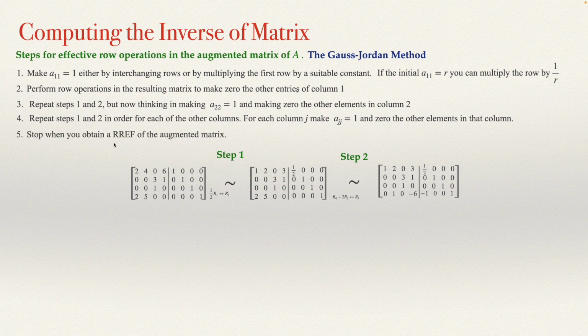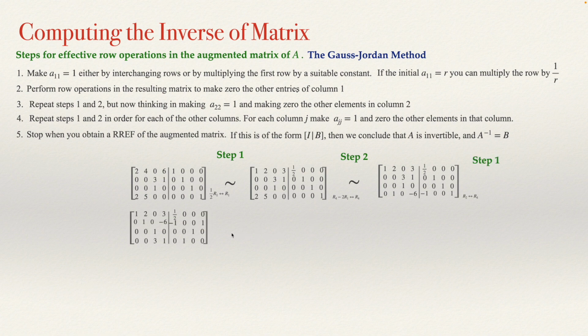And you stop when you obtain a reduced row echelon form of the augmented matrix. So after each of the rows has a leading number 1, if this RREF is of this form, having the identity on the left side and another matrix on the right side, then you stop and you say that the inverse of the initial matrix is the one that appears on the right side. Okay, so that's what I did in a previous slide.